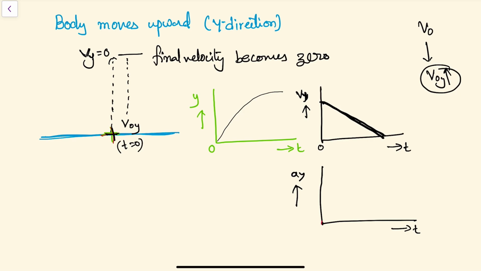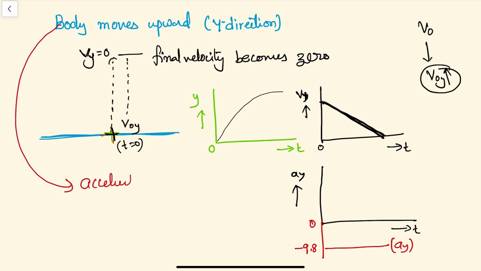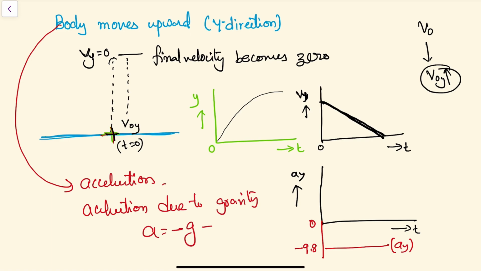What is happening? It is simply a straight line heading downward. The slope is purely negative, a constant value, ay, which is equivalent to 9.8. So in the case of free fall, which includes going up and down, the acceleration due to gravity, a, is equal to minus g, which is minus 9.8 meters per second squared.